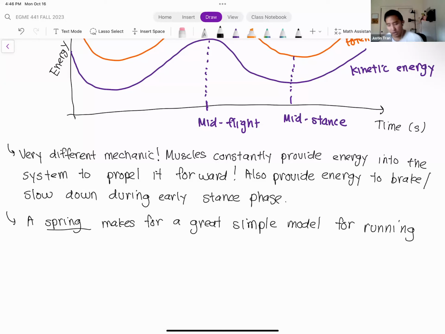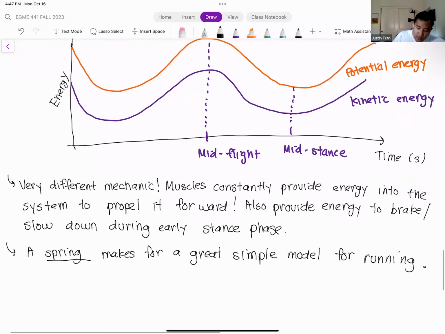Okay. Because now we have this increased notion of the muscles providing energy, right? And so a spring is a great analogy for this. We've already talked about how muscles mimic the properties of an elastic solid in a previous chapter, way back when. And so this relies on that same analogy. Okay.